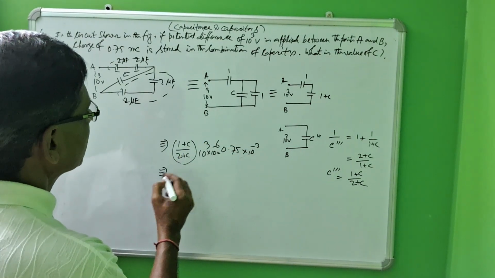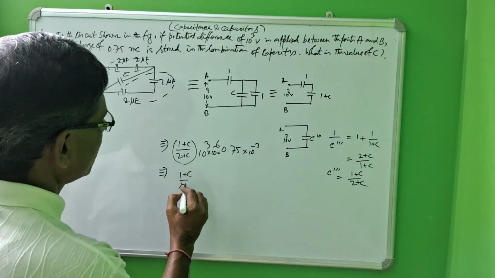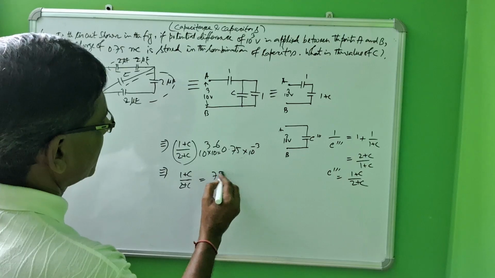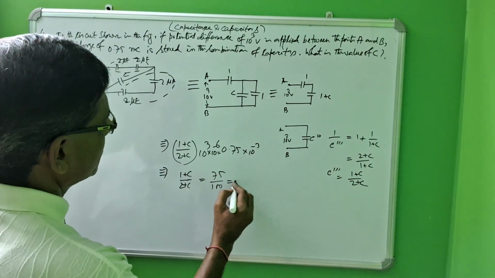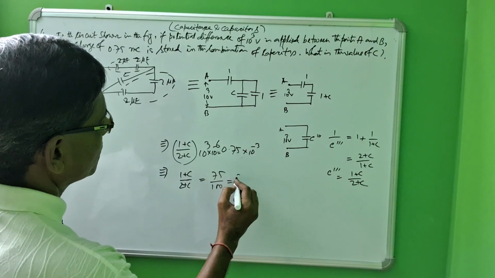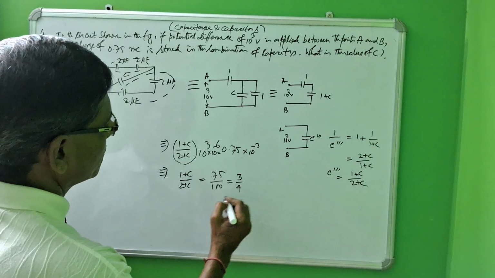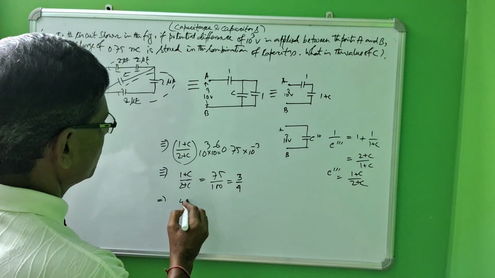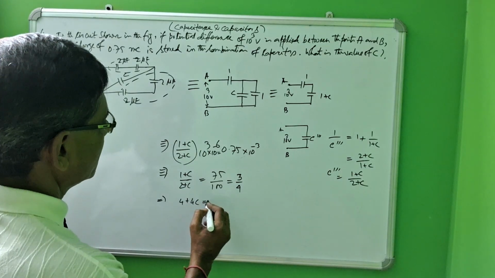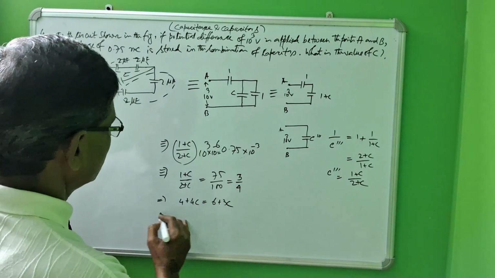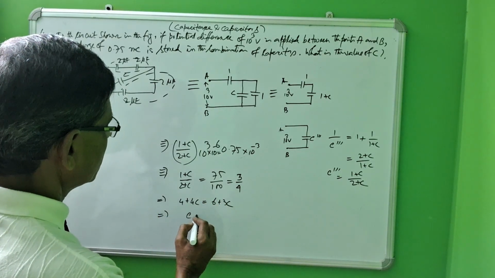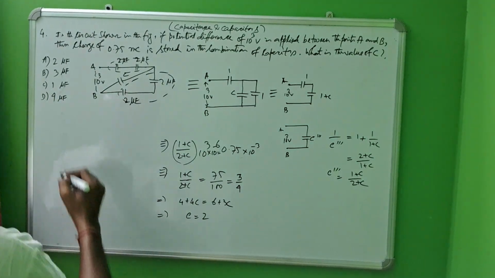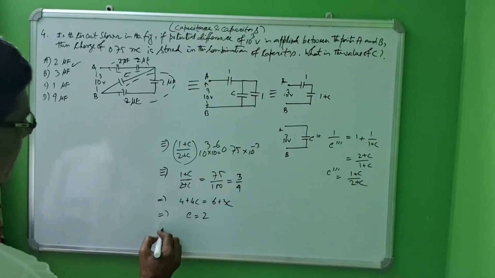Then we can write 1 plus C upon 2 plus C equals 75 upon 100, which implies 4 plus 4C equals 6 plus 3C, which implies C equals 2. So the answer is A.